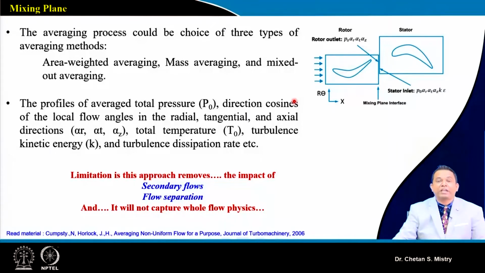Now here, when we are exchanging our data, this data exchange will not give what we are looking for in terms of understanding secondary flows or flow separation. We are even unable to capture the wake coming out from the rotor. The wake coming out from the rotor gets averaged out at the interface, and when it goes to the next domain, it is an average value. So the exact flow field detail cannot be captured here.